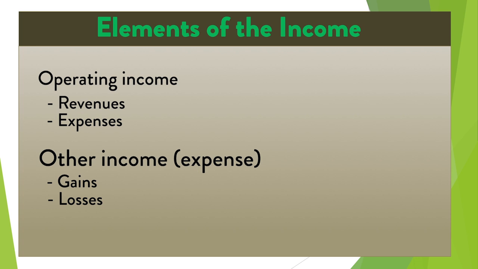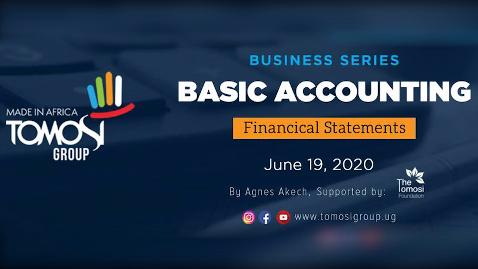For example, you can talk of gains on disposals of assets or foreign exchange for companies who have foreign exchange transactions. These are called other activities. They are not direct income, direct revenues. These are by the way.